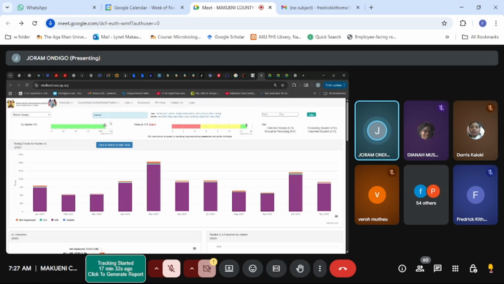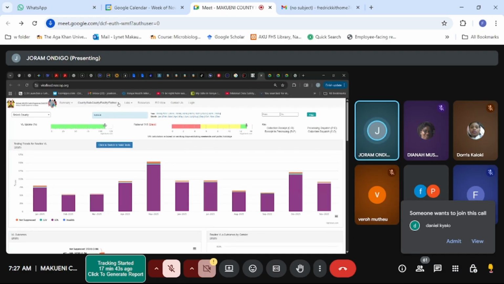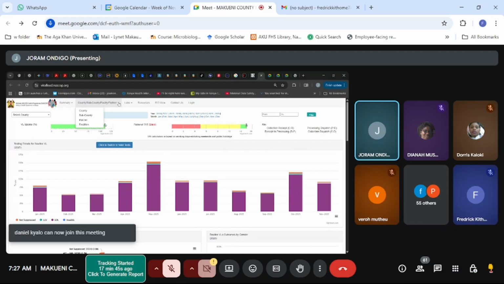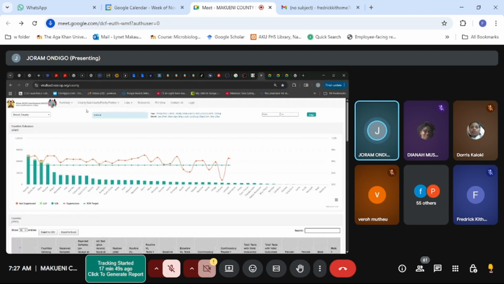So how do we manipulate this? Let's say we are in Makueni and you want to know how Makueni is doing with the viral load results. You just come here and click on the county. Then you come and click on that county. Once you've clicked on that county, a lot comes in.